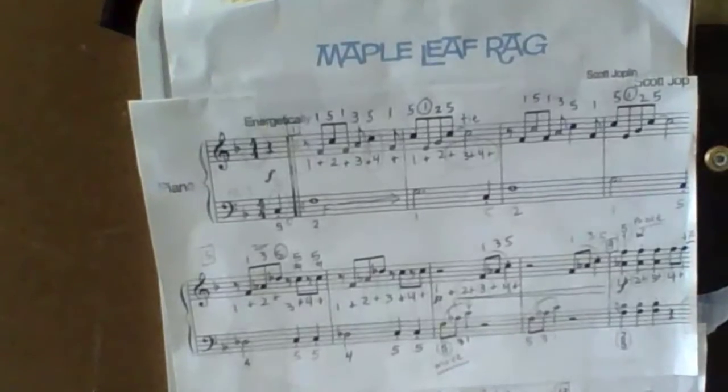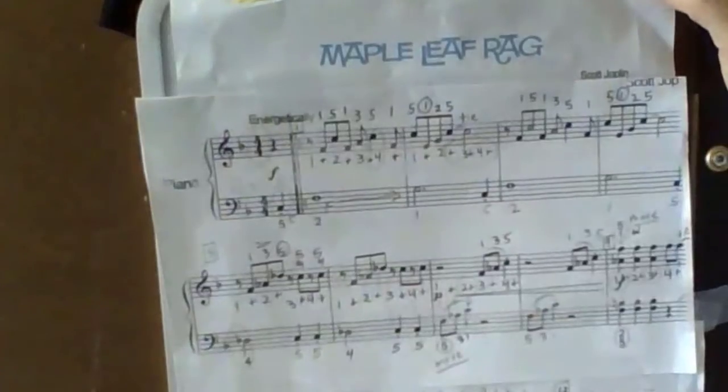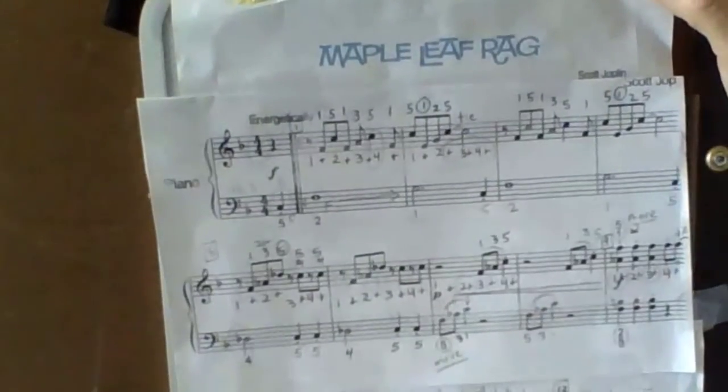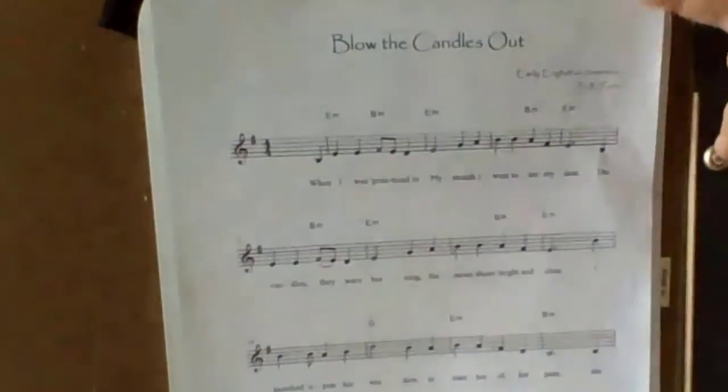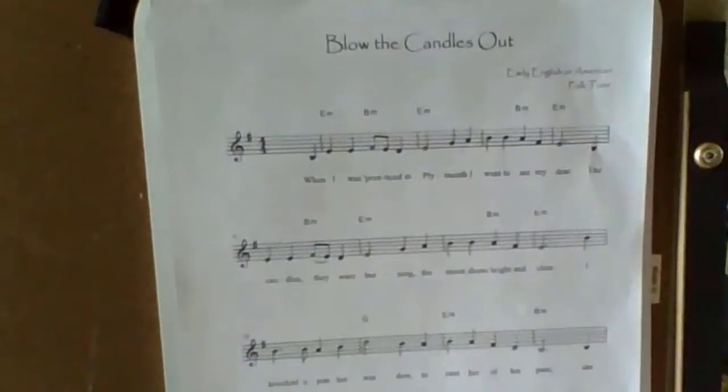Okay, so I hope you have enjoyed Series 2 on the Maple Leaf Rag. As we say goodbye to this wonderful piece, I wanted to introduce Series 3. I'm going to be teaching next on the contemporary chordal method. This is actually a different approach to music. You can do contemporary pieces or folk tunes, things like that. You can't really do classical music or ragtime this way, but it's good for popular pieces.